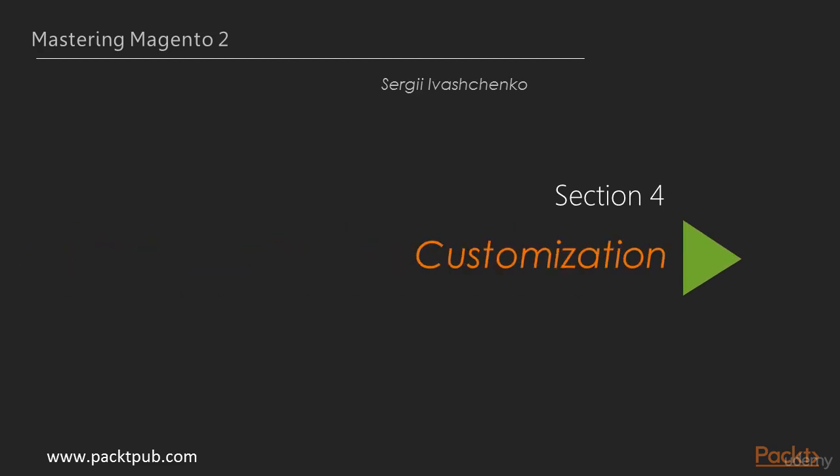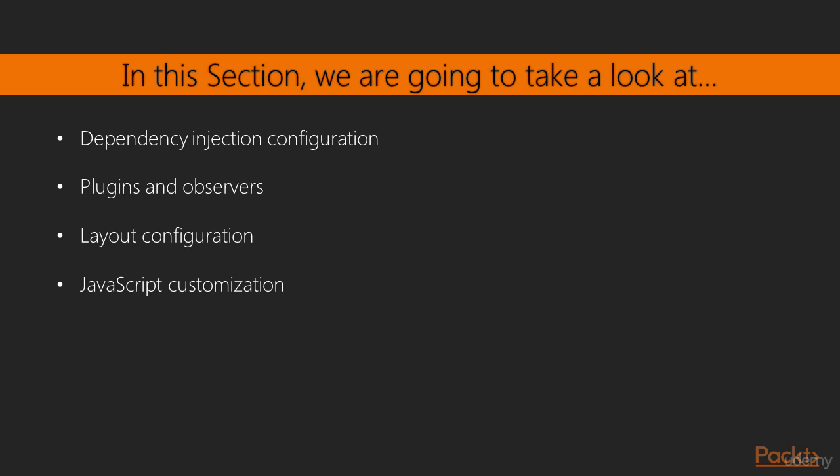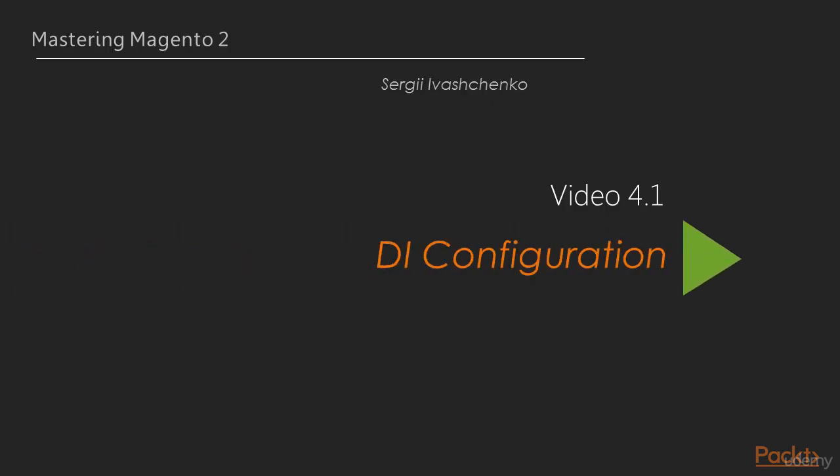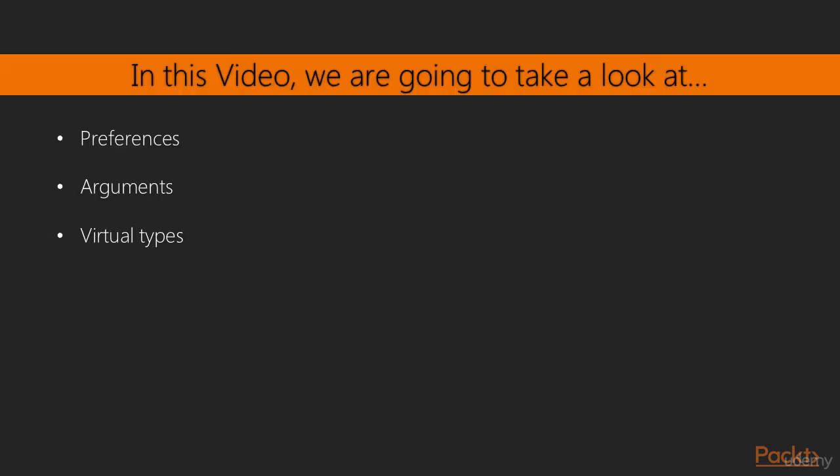Fourth section of the Mastering Magento 2 course, Customization. In this section, we are going to take a look at dependency injection configuration, plugins and observers, layout configuration, and JavaScript customization. The first video of this section is dependency injection configuration, and in this video we are going to take a look at preferences, arguments, and virtual types.